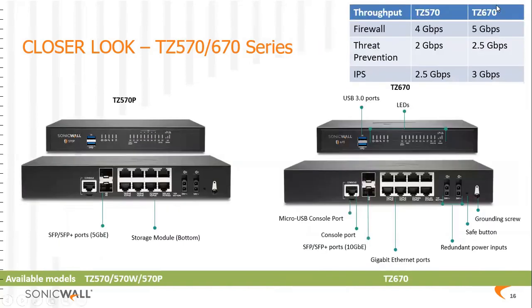So this is a closer look at another TZ model, which is the 570 and 670 series. Of course it's the same thing. They differ in throughput also. TZ 570 provides 4 gig, while TZ 670 provides 5 gig, and then the threat prevention is 2 gig and 2.5. The IPS is 2.5 and 3. So this is the difference. For the outlook, I mean the interface, you can see it is actually almost the same.